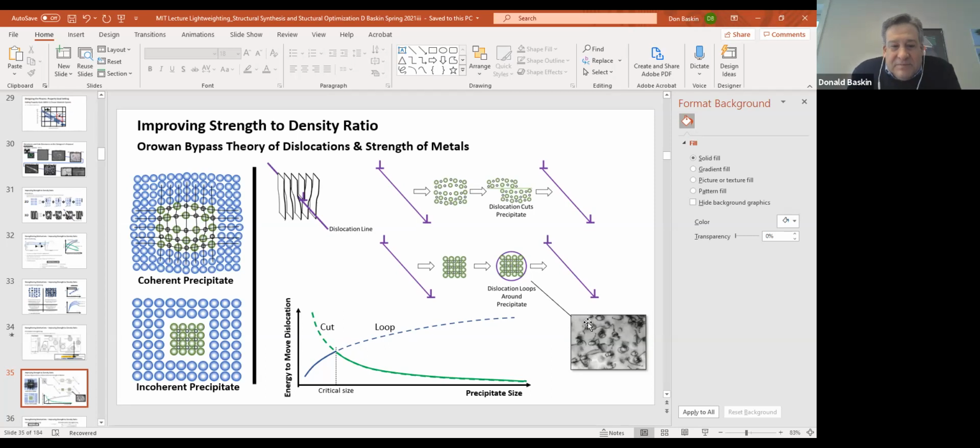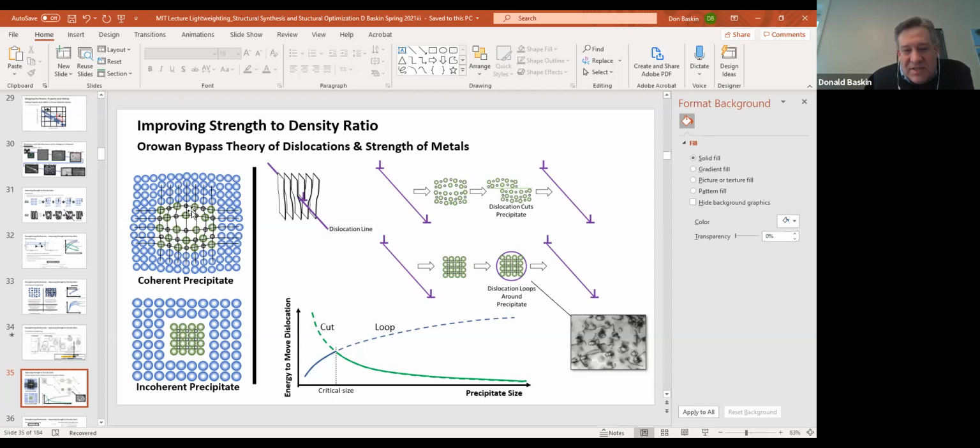On the left here, I've very carefully tried to draw up two different situations of precipitates and lattice, okay? On the top here, this is a coherent precipitate. The blue is one species of atoms, the gray is another species of atoms, the purple is yet another species of atoms. And right in the center here, we have a precipitate. This precipitate is coherent because, as you see, the atomic planes line up with the atomic planes in the precipitate.